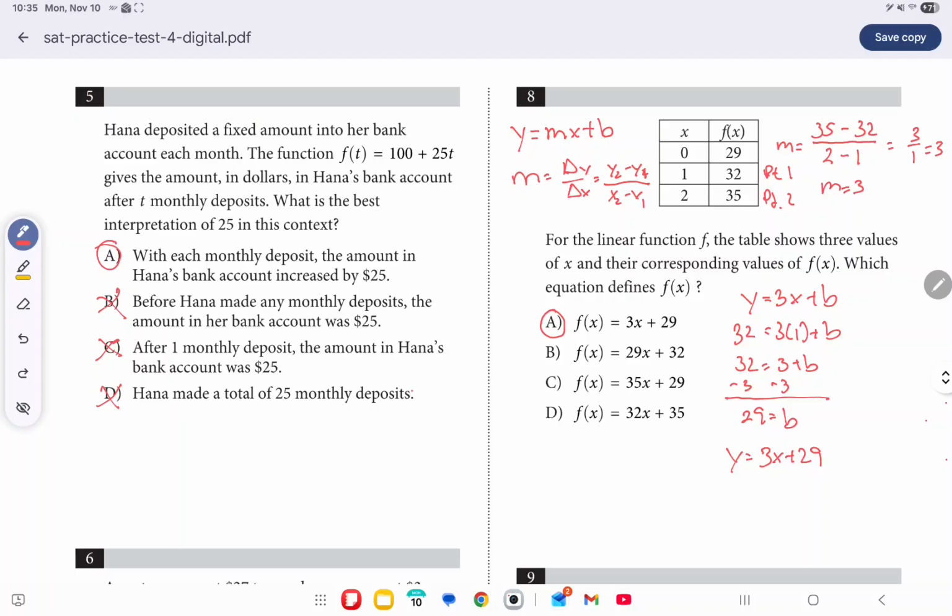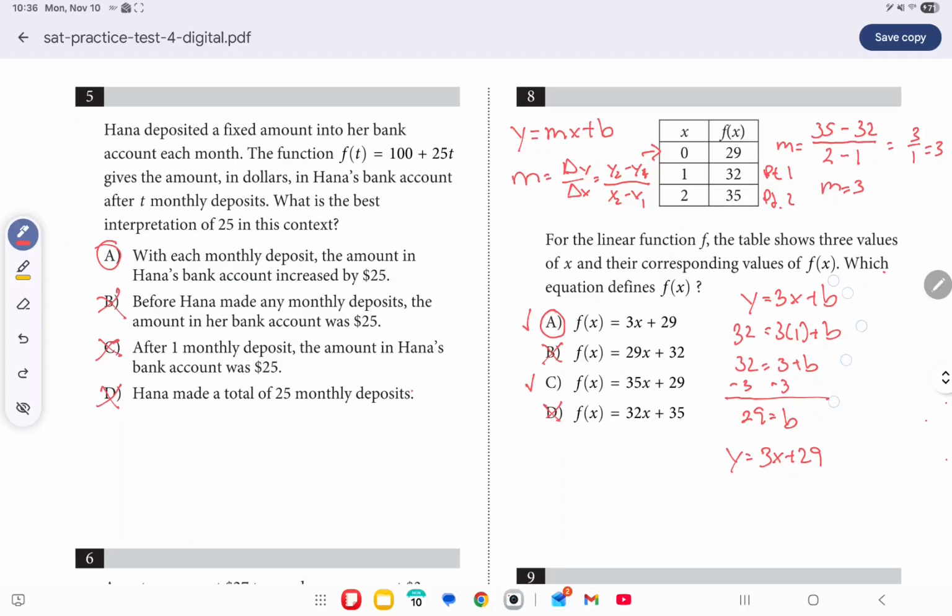Okay. The other method is to do the plug and check. Right? So I take the value of x here. I substitute it into each and every one of these answers. And then I see if the y value matches. So for A, if I substitute in 0 for x, I'm going to get f of x is equal to 29. That checks. For B, if I do that, I'm going to get f of x is equal to 32. So this is no good. If I do that for C, I get f of x is equal to 29. And if I do that for D, I get f of x is equal to 35.